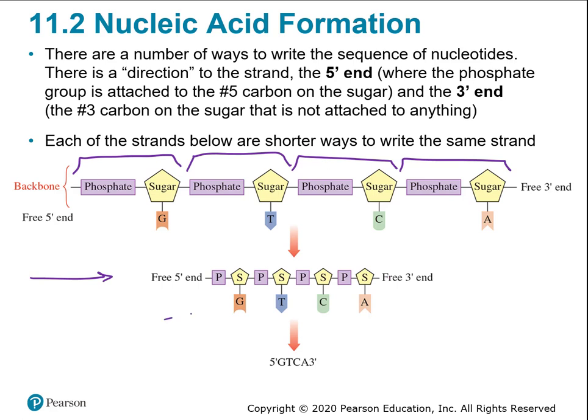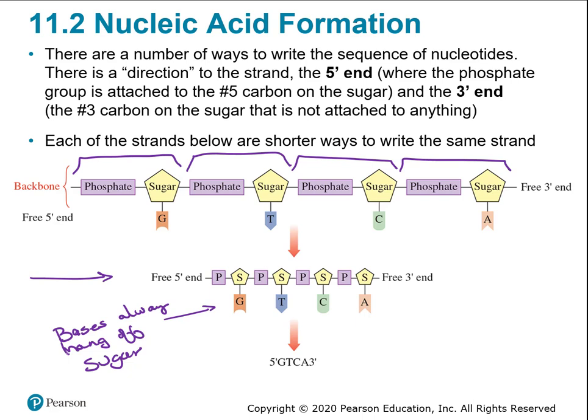Notice that the bases always hang off of the sugar. They never hang off of the phosphate. They're always attached to the sugar part of the nucleotide. So the bases are the A, G, C, and T: adenine, thymine, cytosine, and guanine.